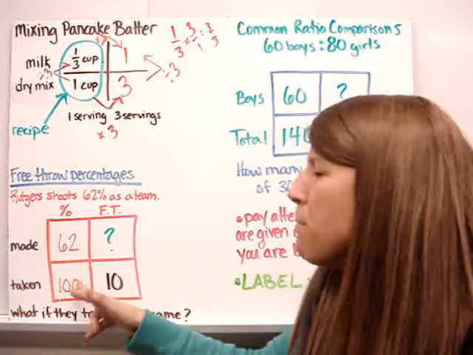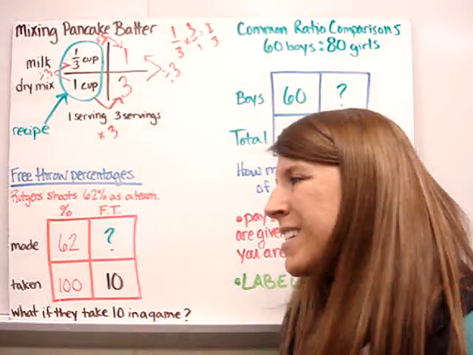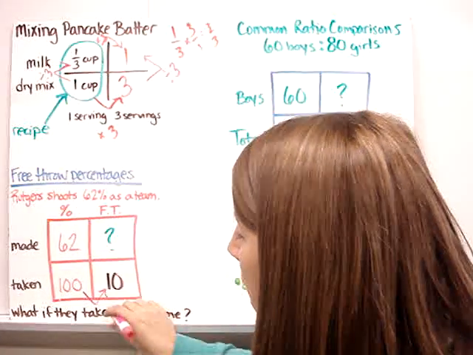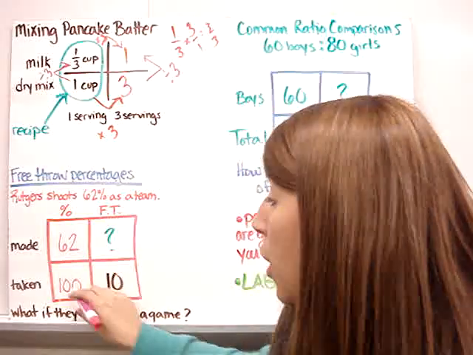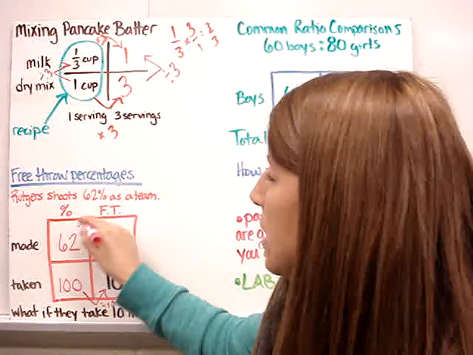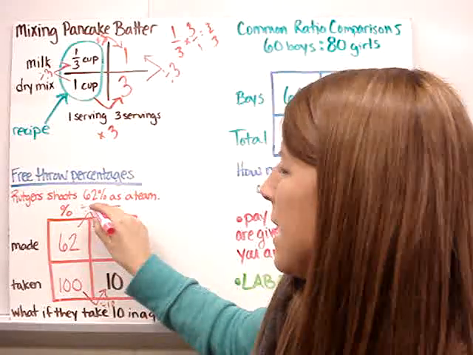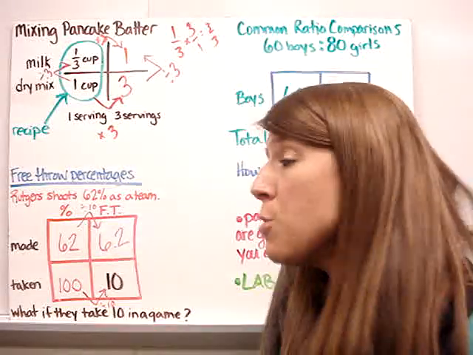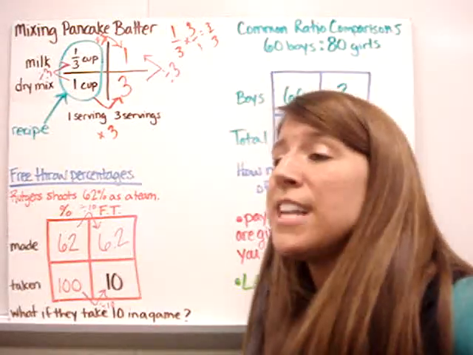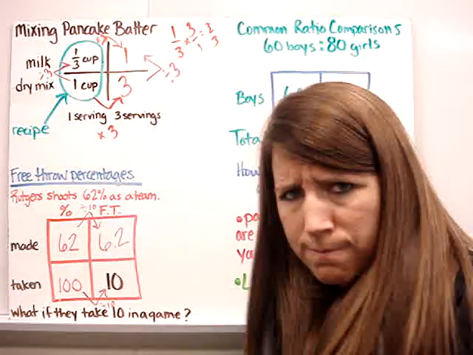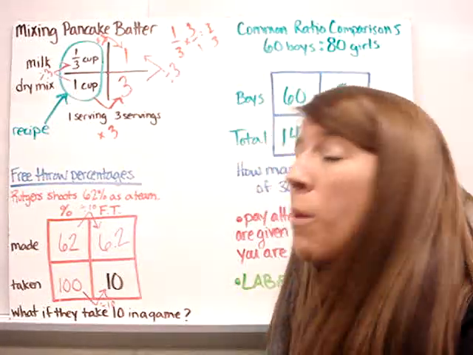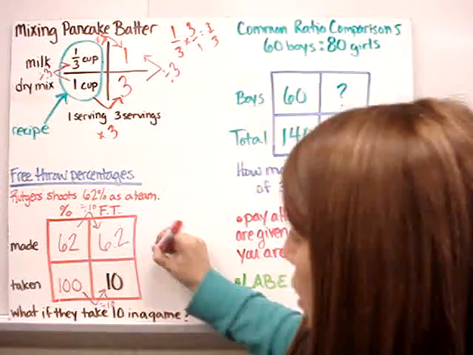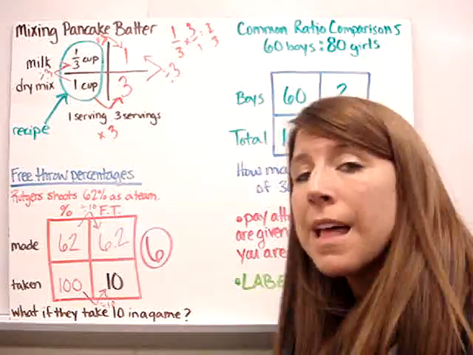Yes? So how do you get multiplicatively from 100 to 10? You divide by 10, yes? So I'm going to draw my arrows. Divide by 10. 100 divided by 10 is 10. Well, 62 divided by 10 is 6.2. Now, I don't know about you, but I have never seen anybody make 6 2/10 free throws, ever. So my guess is, what would an appropriate guess be, 6 free throws. Okay? That's a good guess.